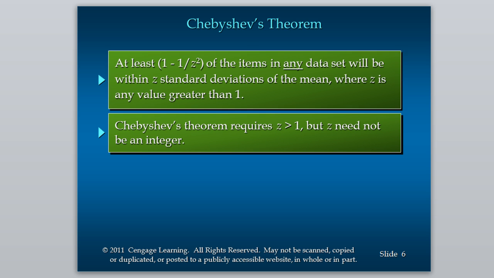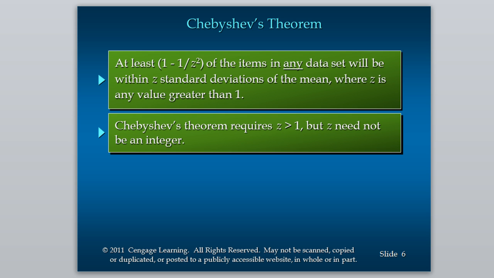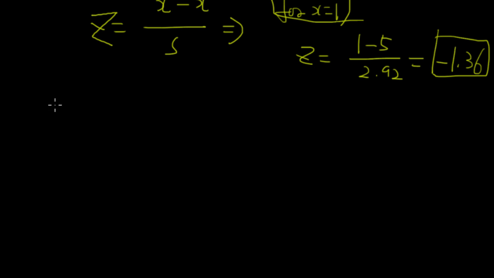So that means something like this. Let's say, they say that 75% of any data set must be within 2 standard deviations of the mean. Well, where do they get this 75 and the 2? Well, that's actually from this formula right here. Now, let's replace this z by 2. Then what does that become? Well, let's see. It was 1 minus 1 over z squared, right?